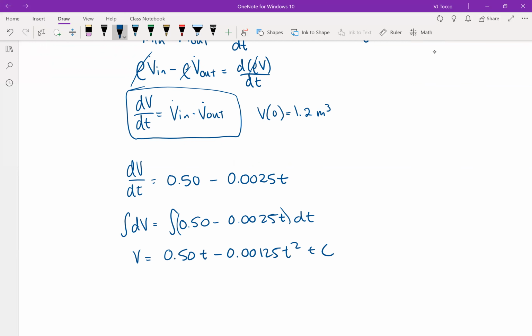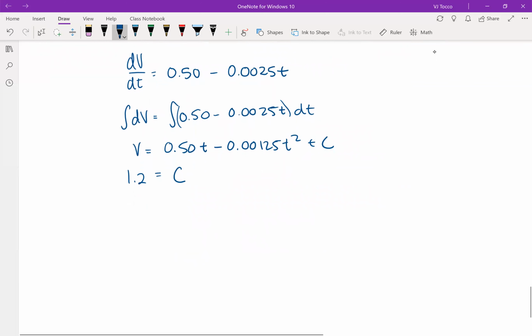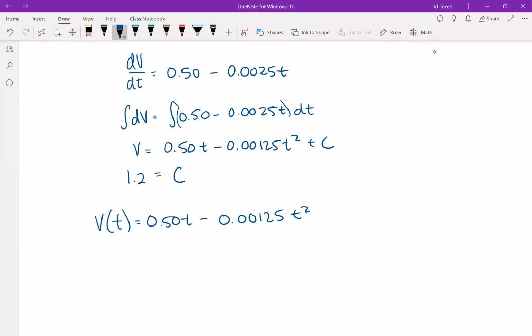Now I can plug in my initial condition, which is that at time equal to 0, on my right-hand side, time equals 0 is going to cancel out both those terms. So I get c is equal to 1.2. And therefore, my final expression for v of t is equal to 0.50t minus 0.00125 t squared plus 1.2.